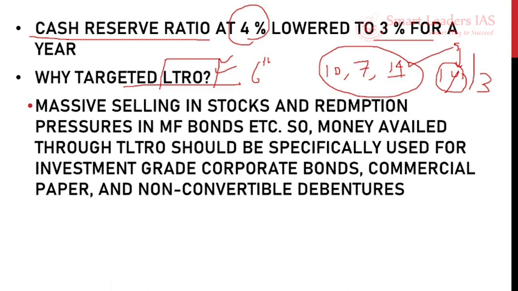மார்ச்ல டார்கெட்டட் எல்டிஆர்ஓ, அதாவது டிஎல்டிஆர்ஓன்னு சொல்லி கொண்டு வந்தாங்க, 7th மானிட்டரி பாலிசி கமிட்டி. Why was this called as targeted LTRO? There was a huge liquidity pressure on banks, mainly because the stock market was coming crashing. Stock market crash ஆகுது, many people are selling their money, people are selling their bonds, they want to exit the country, foreign portfolio investments are going outside.